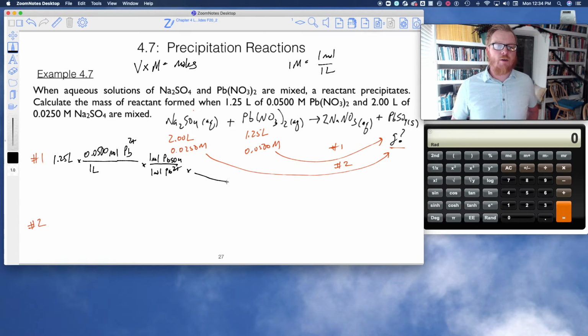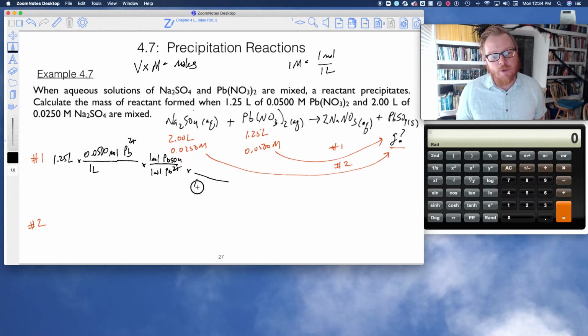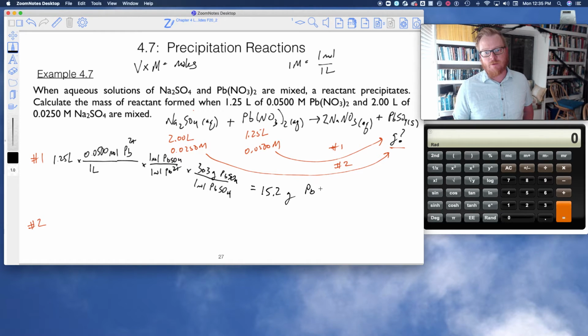Oh, I ran out of room here with my red arrows. And then now, because it's asking me to calculate the mass of precipitate, I need the molar mass of the PbSO4. And I did that already. It's a pretty heavy sucker. I just did it to 3 sig figs: 303 grams of lead sulfate in 1 mole of lead sulfate. And so when I do that, the answer I get is 15.2 grams of lead sulfate, starting with the lead.